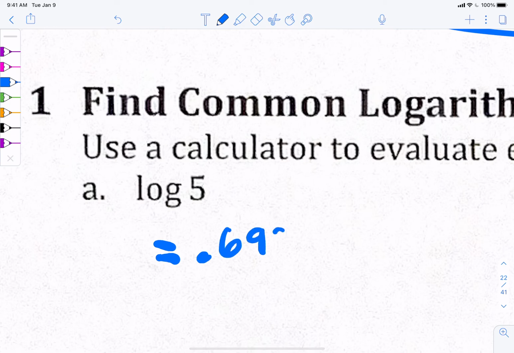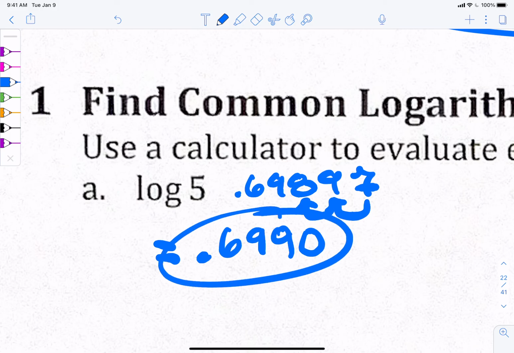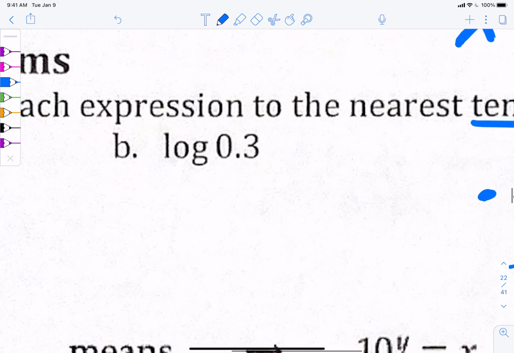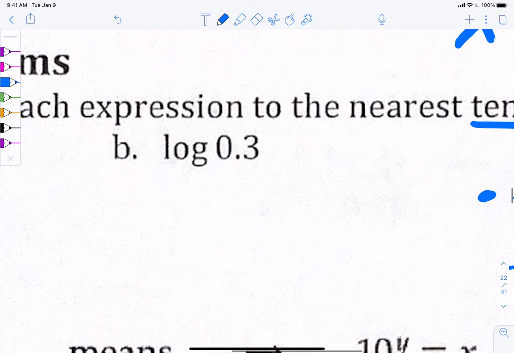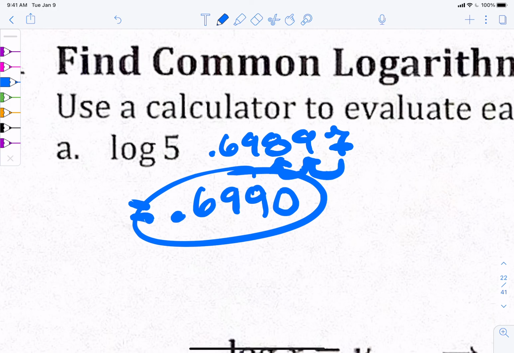What do you get? 0.69897. So 0.6990, right? If it's 0.69897, this 7 is going to round that 9 up, but you can't go higher than 9, so it turns it to 0, and that's got to round the 8 up. Do we know how to round decimals? 0.6990. Good? Happy with that so far?